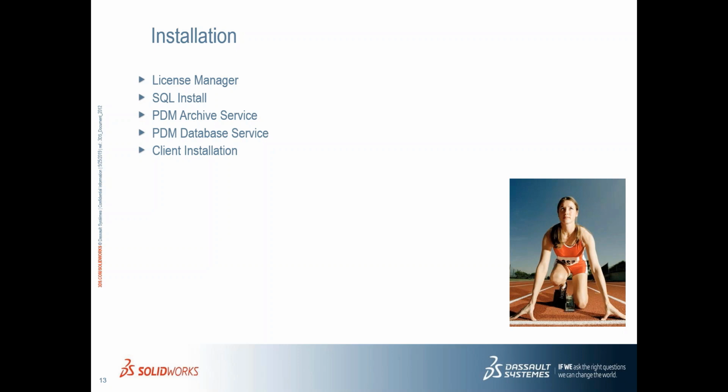The third and fourth steps that you're going to see are what they call the PDM services. On the server, there's software that's running. We call that the archive and the database software: PDM archive service, PDM database service. That's the brain. When a client logs in and checks a file out or does an action, that's what's controlling who's doing what, and that's what's making it efficient.